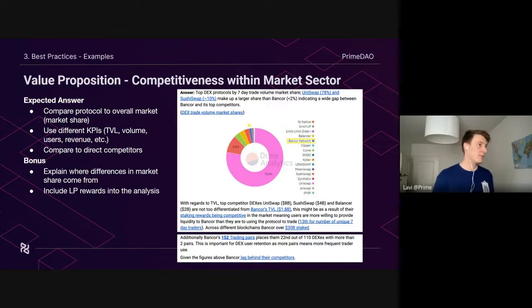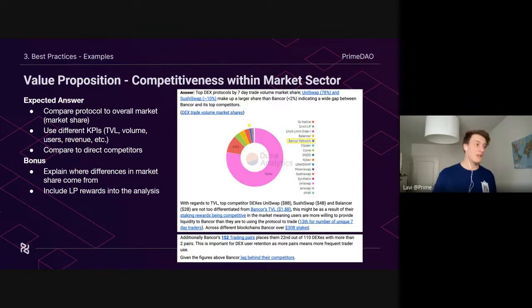You can see here Bancor's TVL with 1.8 billion is not so far behind its competitor Sushi with 4 billion, Uni with 8 billion. So you can see that trading volume is not everything. There are different metrics that you can apply, and this is obviously the case for all markets. So this is what we want to see here. Expected answer: compare the protocol to the market, use different KPIs depending on what market you're in, and compare it to its competitors. This is one of the simpler answers if you have that sort of information available. And bonus for explaining where the different market shares come from.